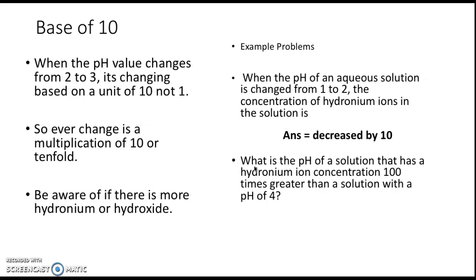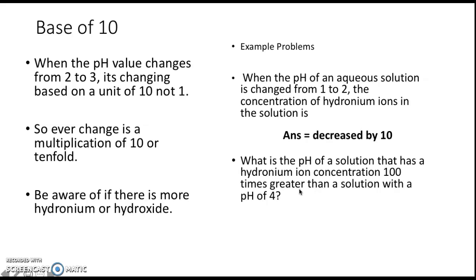What is the pH of a solution that has hydronium ion concentration 100 times greater than a solution with a pH of 2? Well, if I break this down, hydronium ion is talking about the acidic side of my pH scale. And then I also moved 100 times greater. 100 times greater, well, 100 divided by 10 is 10. So that means I changed twice. I moved 2 times, right?